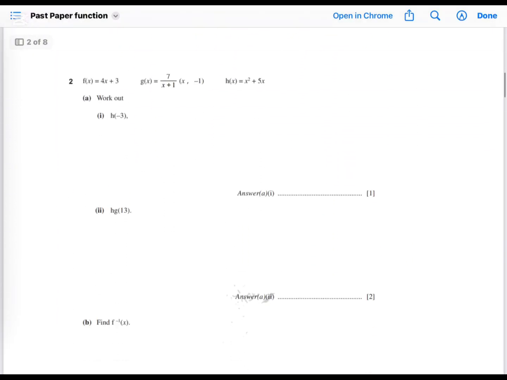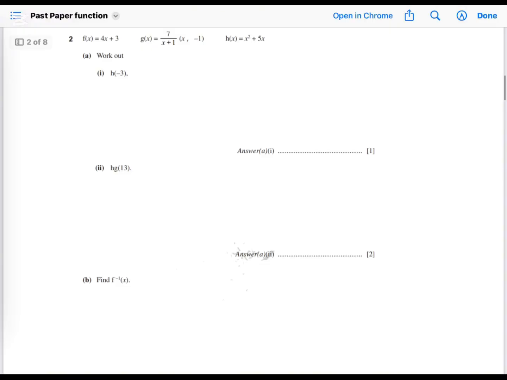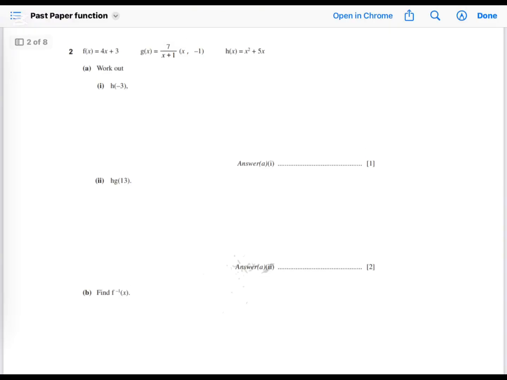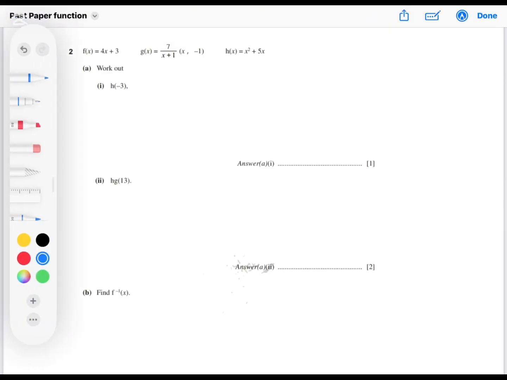Now moving towards the next question. You will get all the questions like this. Very similar questions, a very easy topic and a number-gaining topic. Now h(minus 3): this means I have to put minus 3 in h. So (minus 3) whole squared plus 5 times 3. Minus 3 squared will become positive 9, because when we apply an even power, the negative will become positive. 5 3s are 15. So the final answer will be 24.